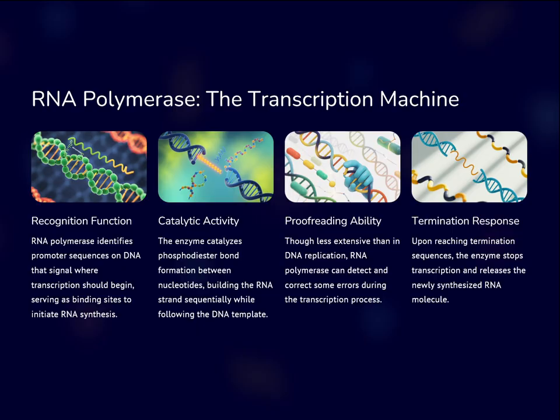RNA polymerase is truly a remarkable molecular machine. It performs four critical functions: recognition, in which it detects promoter sequences to know where transcription should begin. It catalyzes. It forms the bonds between nucleotides, linking them into a growing RNA strand. Proofreading. Although not as accurate as DNA polymerase, it can catch some mistakes to avoid faulty RNA transcripts. And then lastly, termination, which is when it hits the termination signal. It detaches from the DNA and releases the RNA. Understanding this enzyme is key because it drives the entire transcription process.